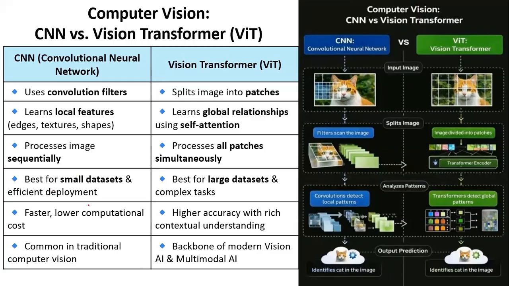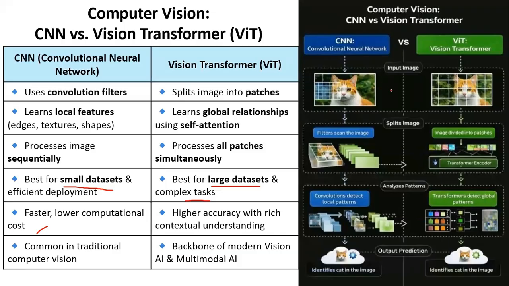CNN is made for smaller datasets, whereas Vision Transformer is made for larger and very complex images or videos. CNN is comparatively faster, with lower computational cost. In the case of Vision Transformer, it is of course also fast, but the computational cost is a little higher, with higher accuracy.